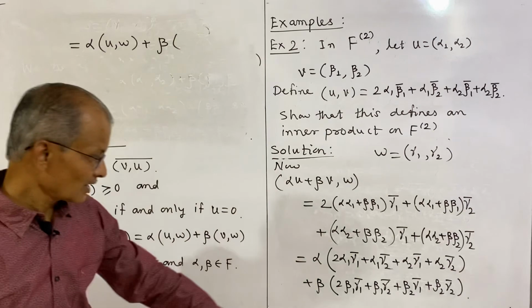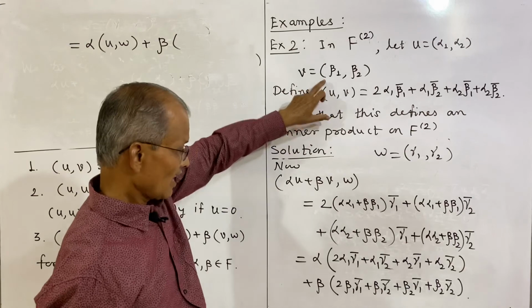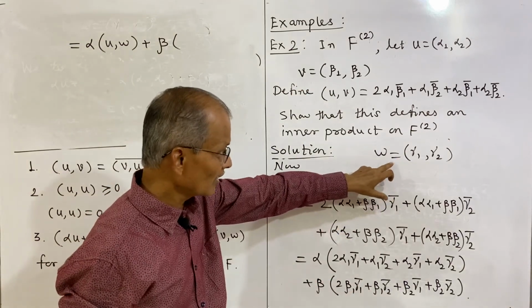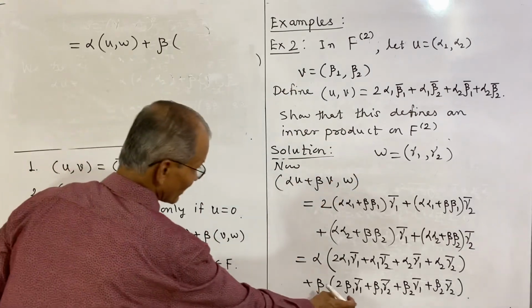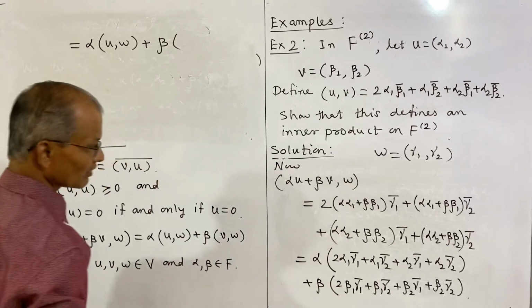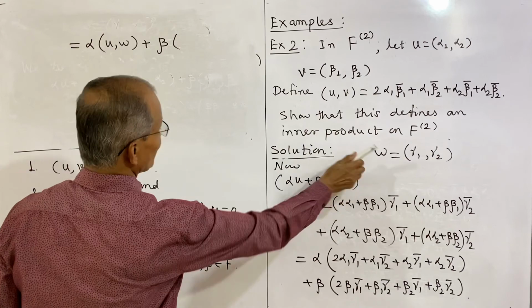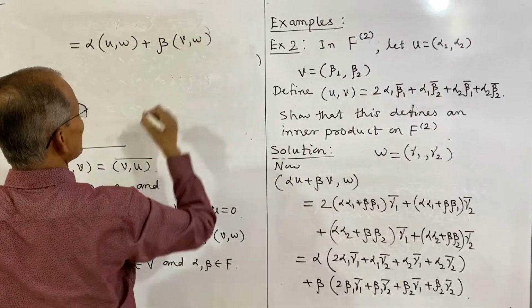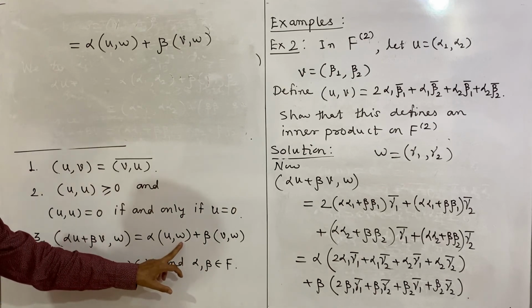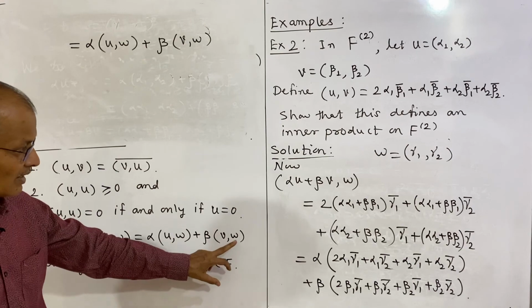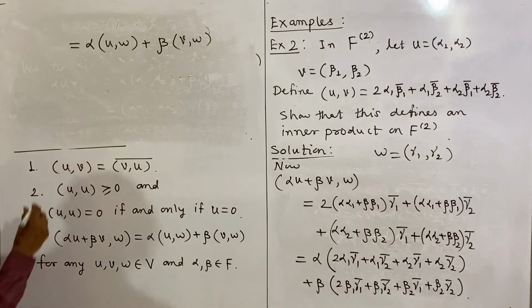And what about this second bracket? This will be the inner product where beta are the components of v and gamma are the components of w. So therefore this is the inner product of v and w. And this is what we wanted to prove: alpha into the inner product of u and w plus beta into the inner product of v and w. The left side is this one, and hence the third property is satisfied.